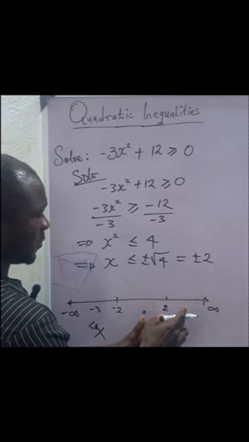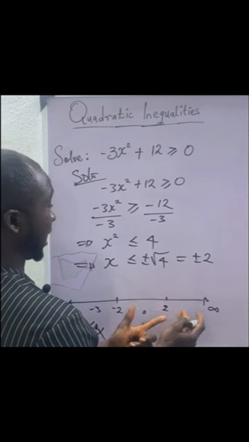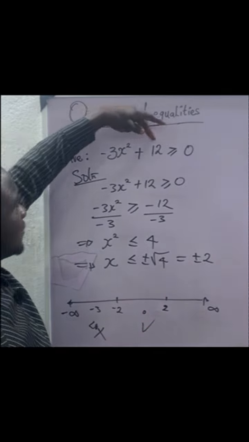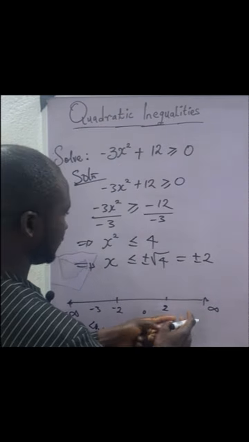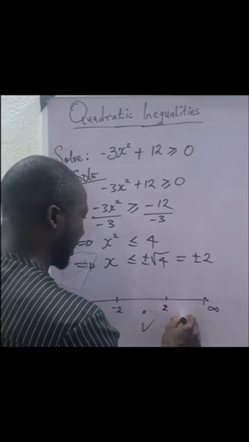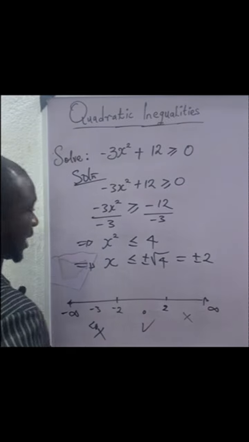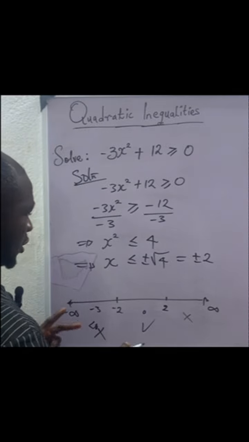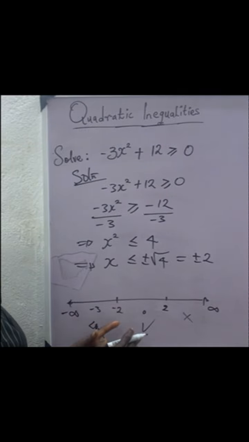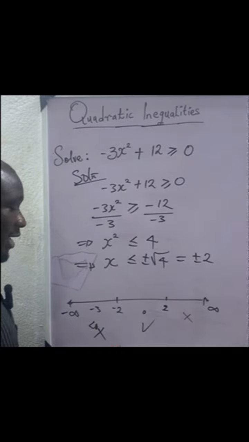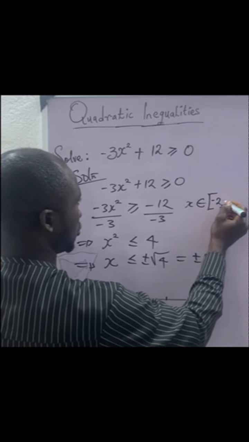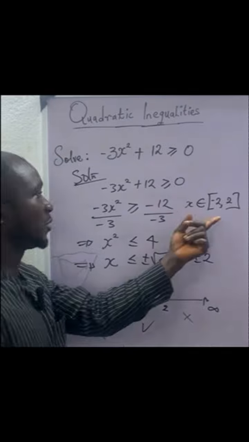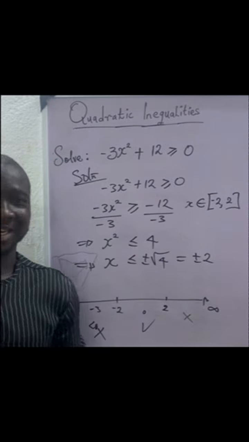Similarly, any value we pick from the interval 2 to infinity, say 3, will also fail to satisfy this inequality, because we are going to obtain minus 27 plus 12 if we pick the value 3. And so this interval still fails to satisfy the given inequality. So the only values of x that will satisfy this inequality are those on the interval minus 2 to 2. And so this becomes the solution of this given quadratic inequality.